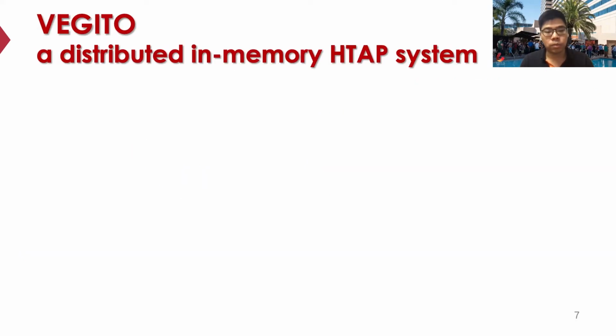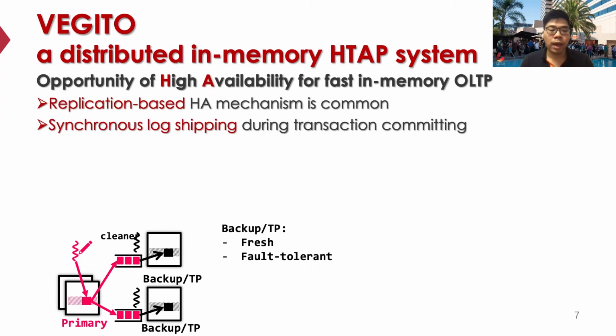To achieve both good performance and freshness, we present a distributed in-memory HTAP system called Vegito. We observe that the high availability mechanism for fast in-memory OLTP systems gives the opportunity. Replication-based HA is common and sends synchronized logs during transaction committing to sync data between primary and backups. Backups for TP guarantee freshness and fault tolerance.